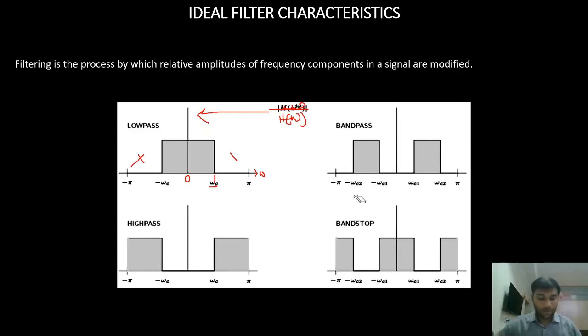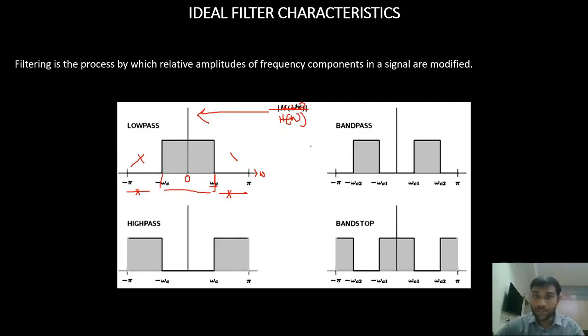So what does the low pass filter do here? The low pass filter passes all input signal components that have frequencies below omega c. If the input signal component has frequency below omega c, then all such components are passed through the filter. All the frequencies above omega c are rejected. That is the function of a low pass filter.